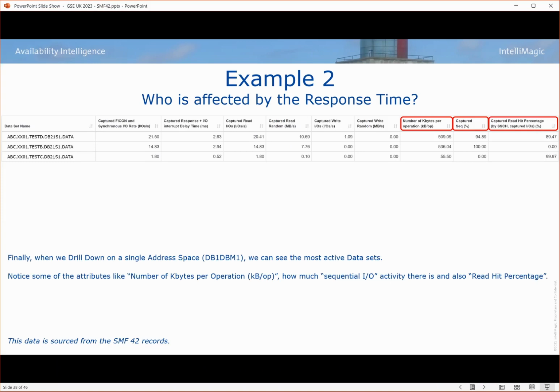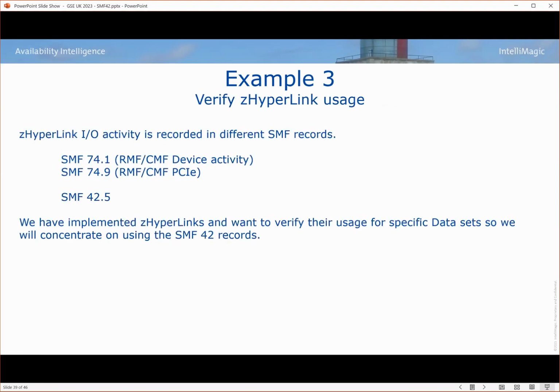So I've chosen the top address space so I can look at the most active data sets for this DB2 address space. And we have information again on the IO rate and the response time and information about what type of IO as well. For example, read hit percentage is quite useful at a data set level as well. So that's an interesting example.